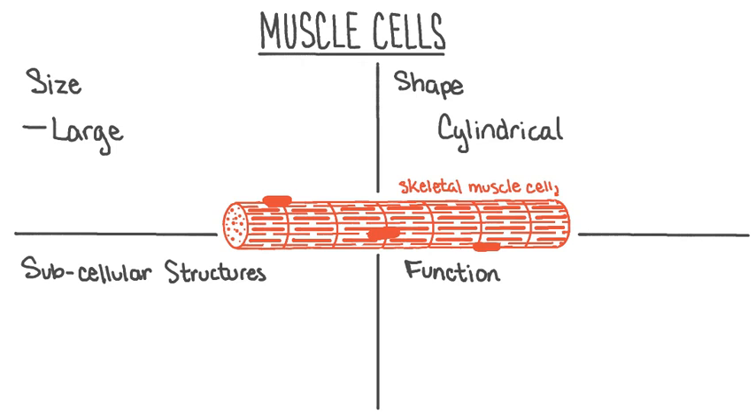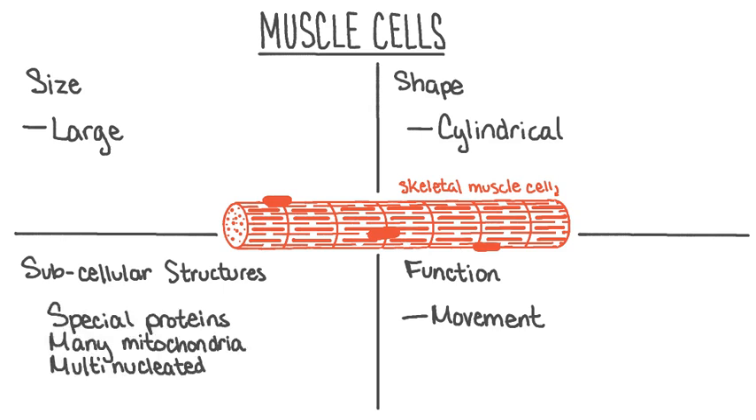These cells can be up to a few centimeters long. They're thin fibers that are cylindrical in shape. Muscle cells come in three types: skeletal muscle, smooth muscle, and cardiac muscle. But what they all have in common is that their primary function is movement.